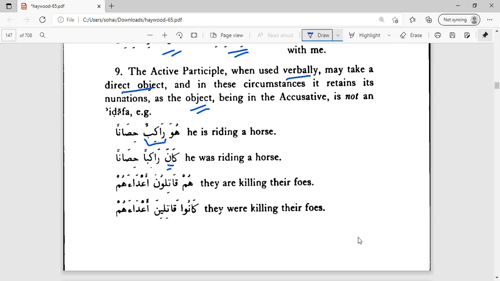Rakibun, the base form was rakiba, to ride, right? Yes, riding. So when we make it present tense, it should have been yarkibu. Yes. But when we use this fa'ilun form, there's no need for putting that prefix of present tense. No, because rakibun itself means riding, or the rider. It depends on the context and how we want to use it. So here we're using it with verbal force. So here rakiban means essentially yarkibu.